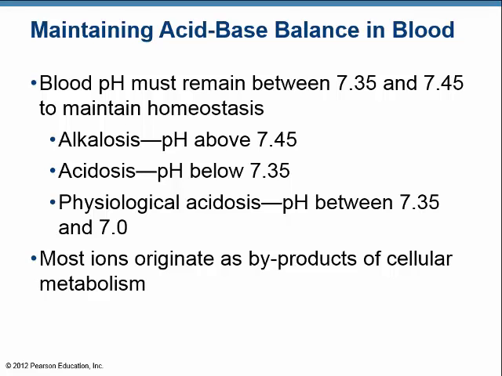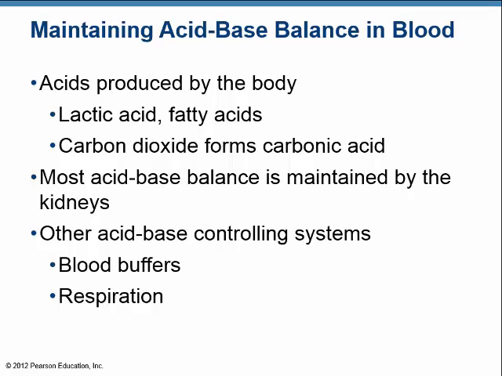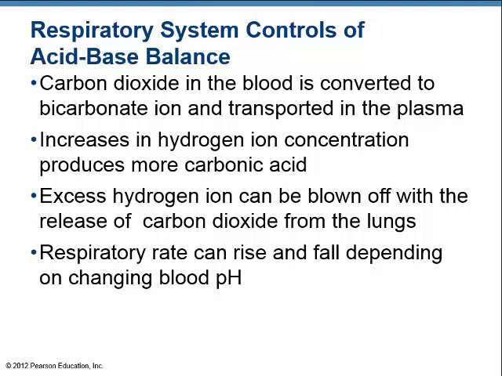Most ions in the blood originate as byproducts of cellular metabolism. Please don't forget that you also ingest ions. Acids produced by the body include lactic acid and fatty acids. Carbon dioxide forms carbonic acid. Most acid-base balance is maintained by the kidneys, but you have buffers in the blood which can chemically neutralize acids and bases, and the respiratory system can also help balance pH.